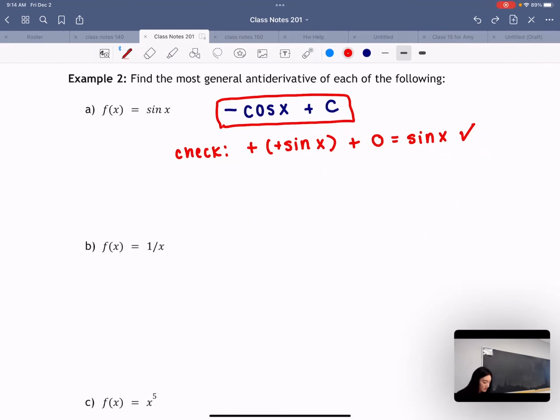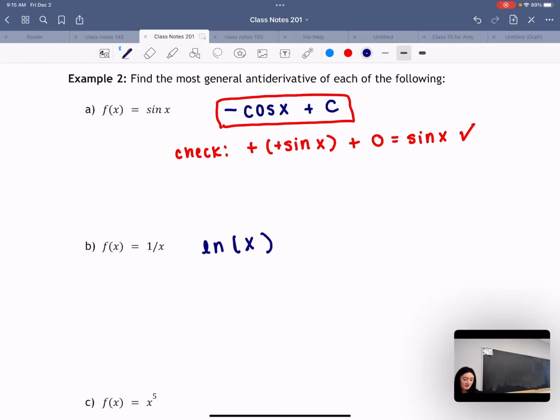All right, let's do 1 over x. Can someone give me a function whose derivative is 1 over x? Natural log, right? The derivative of natural log of x. Let me write this in blue. The derivative of natural log of x is 1 over x.